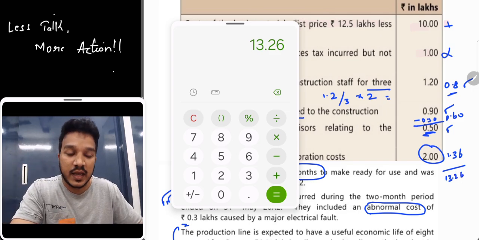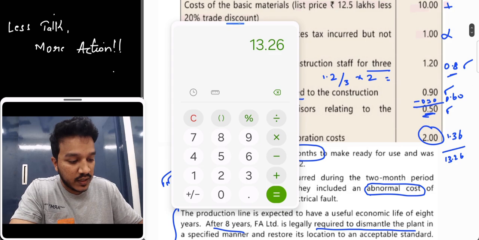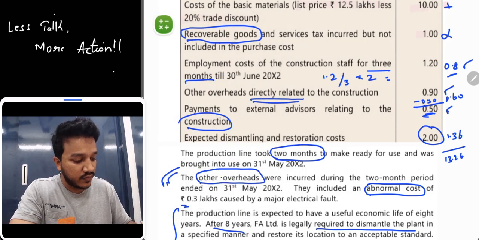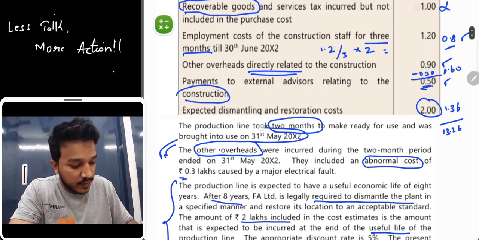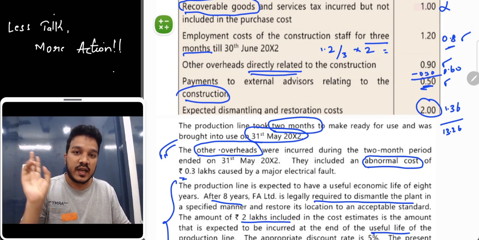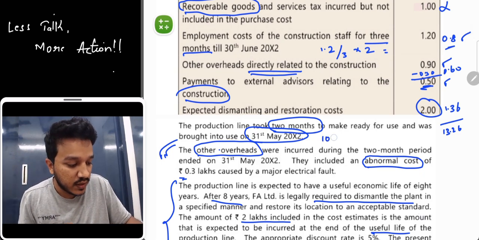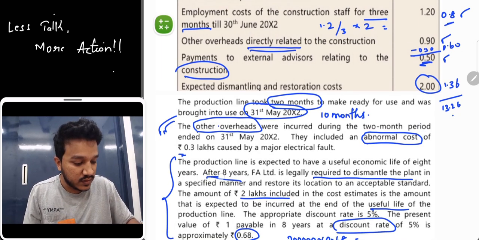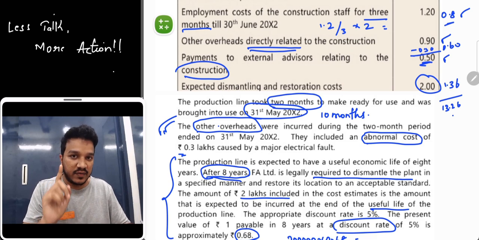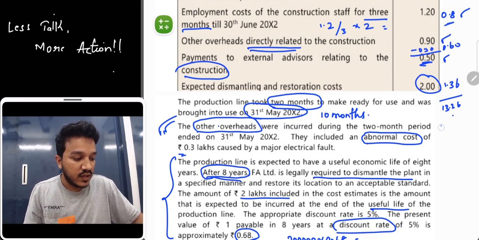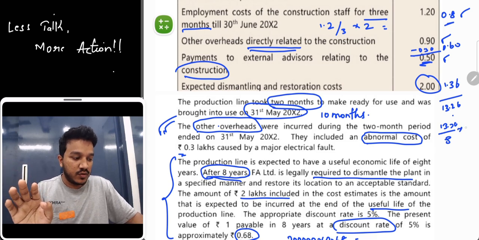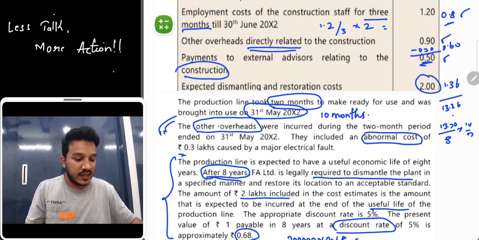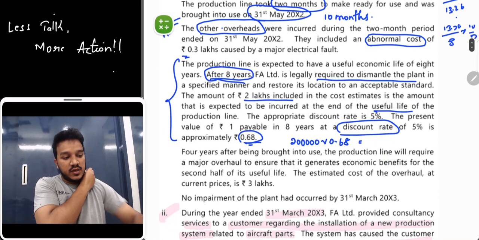Now we have the total value of the asset, and you also know that it is put to use on 31st May, which means 2 months gone, only 10 months it is used in the current period, right? So 13.26 they have given us, and its useful life is 8 years. See here the useful life is 8 years. Okay, so now ideally you should be dividing 13.26 by 8 years and then multiplying by 10 divided by 12, but here some other information is given, so we will see what that is.